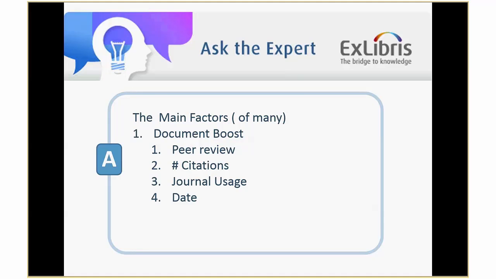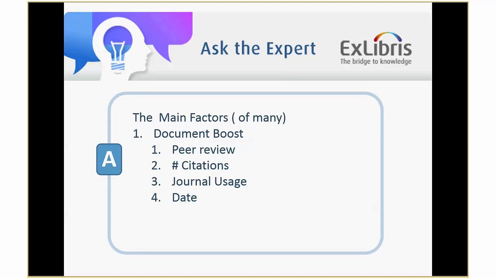Journal usage, the understanding of the importance of this journal, how much this journal is used, is a parameter that is aggregated and is used here to give journals that are more used a more important boost. And of course, the dates. The newer it is, the more boosting it gets.